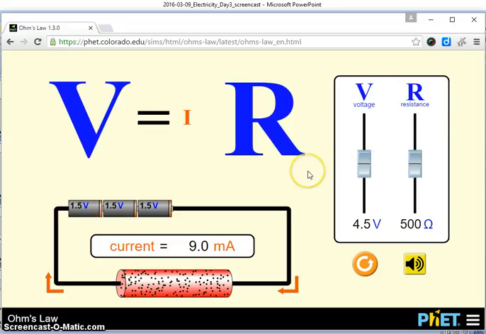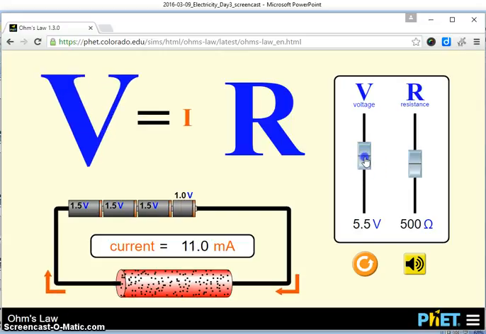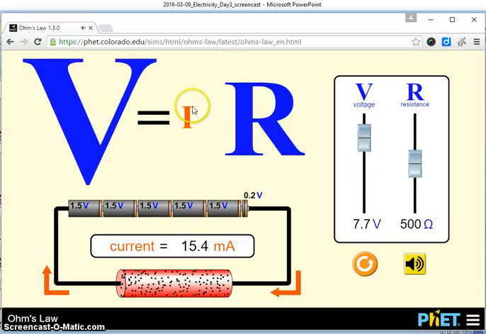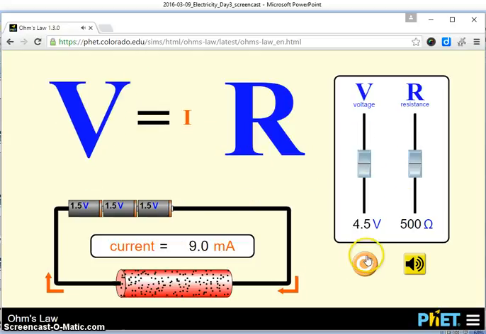And so one thing that you'll notice is if you increase the voltage, if you add more batteries, what happens is that the electric current also increases, and that's represented by these arrows. So if you increase the voltage, you also increase the current in the circuit, and we're keeping the electrical resistance the same here. So I'm going to reset that.